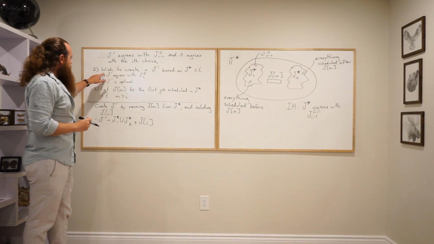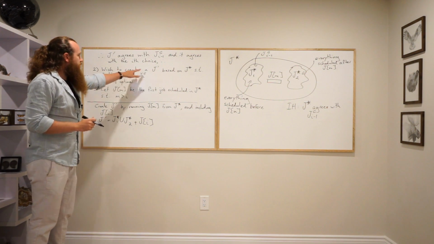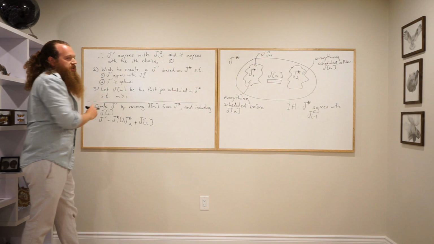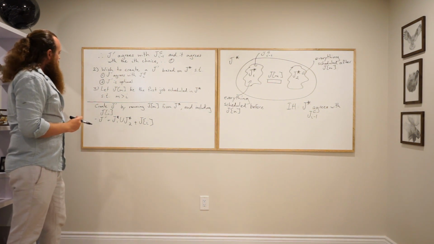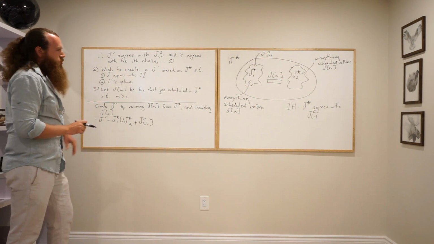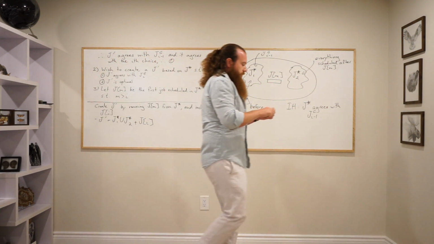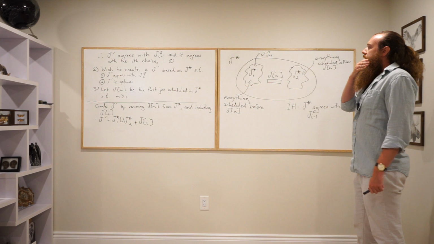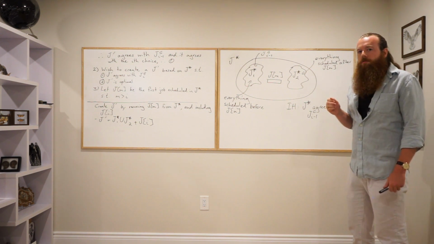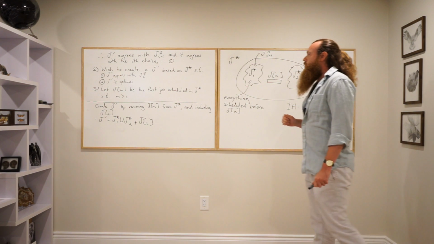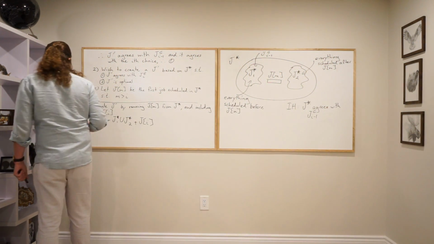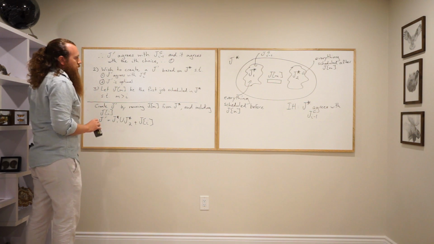Therefore 1. Therefore, J prime agrees with J star. I'm just going to write 1 here, with reference to this one. Okay, not too bad. So we got 1. Now we have to worry about that second point. Can we show that J prime is optimal? Is J prime optimal?